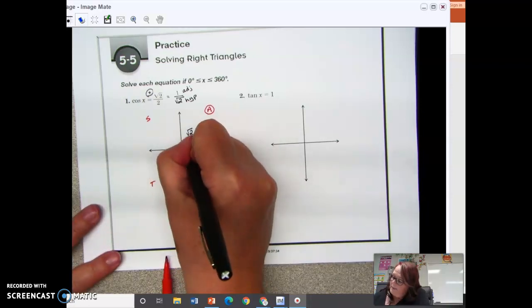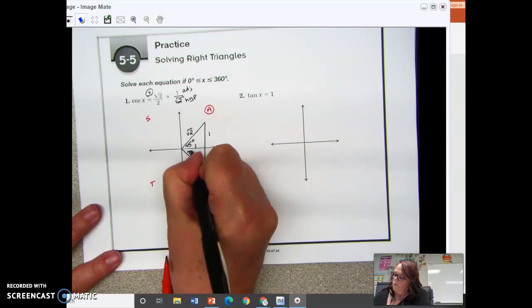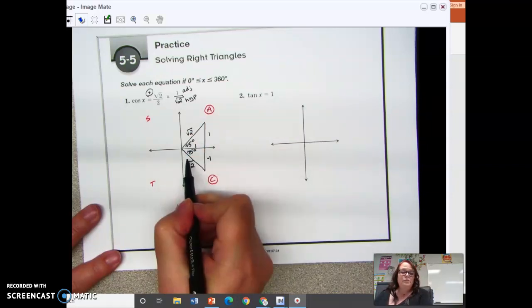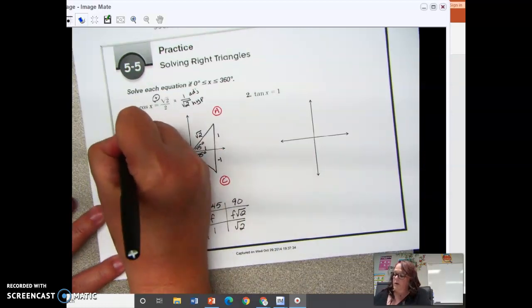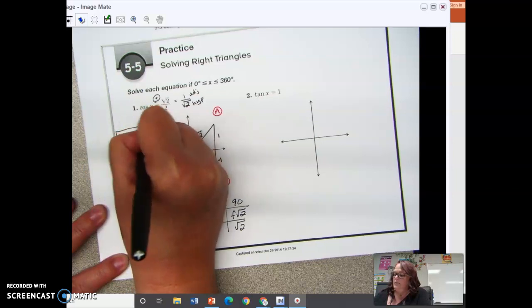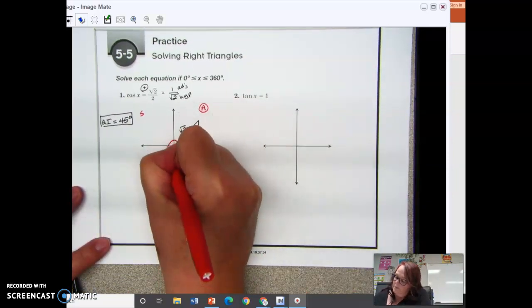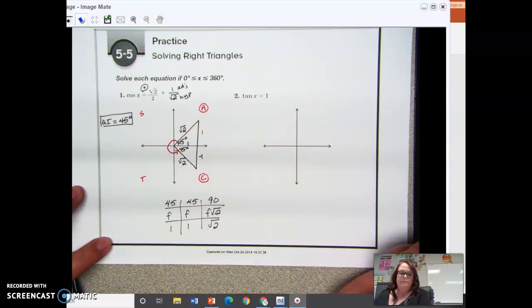So that means I either have this angle in quadrant 1, or I've got to figure out what angle would give me a 45-degree reference angle in quadrant 4. So we love quadrant 1 because the answer is what it is. We get 45 degrees. So then the next question is, what would the measure of this angle be?